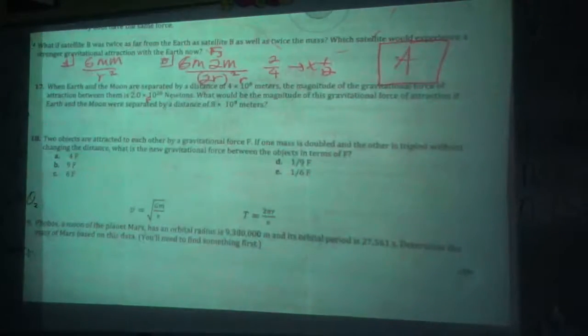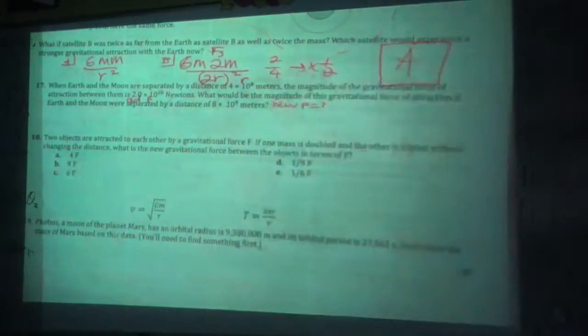When Earth and Moon are separated by a distance of this, so that's my r, the magnitude of the gravitational force is this. What would be the magnitude of the gravitational force if they were separated by this? So this is my old force, and I want to know what is my new force. This is a what would happen question. So I'm looking at what's changing. In this case, it's the distance. I'm going from 4 times 10 to the 8 to 8 times 10 to the 8. So that is doubling the distance.